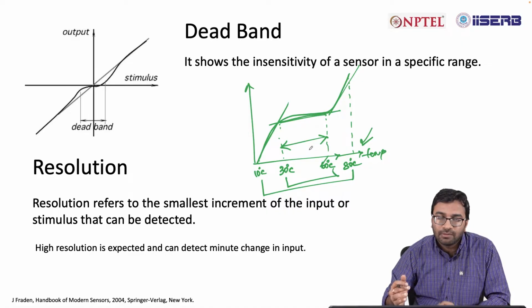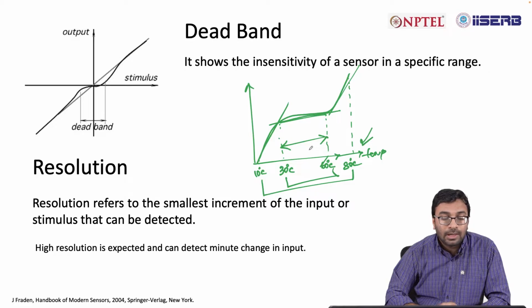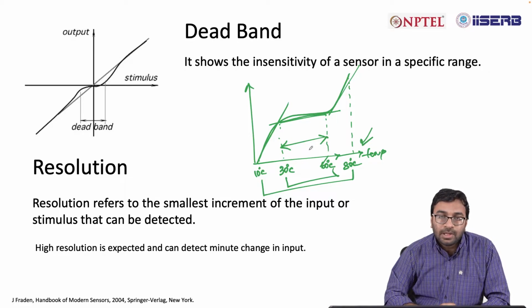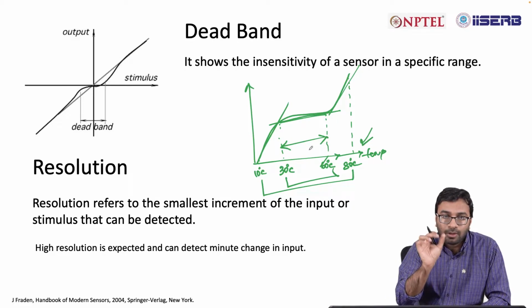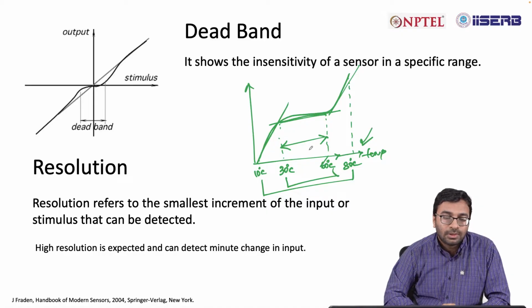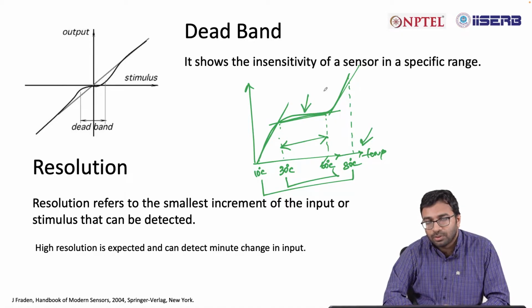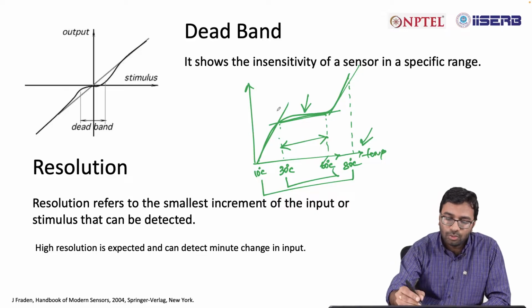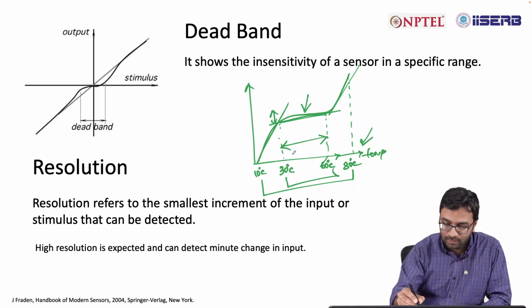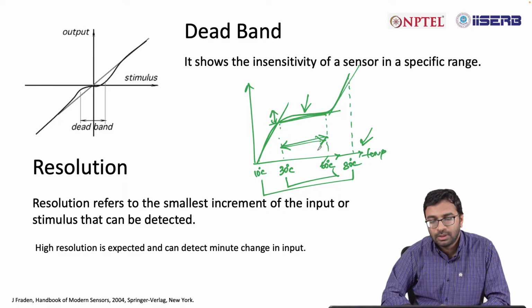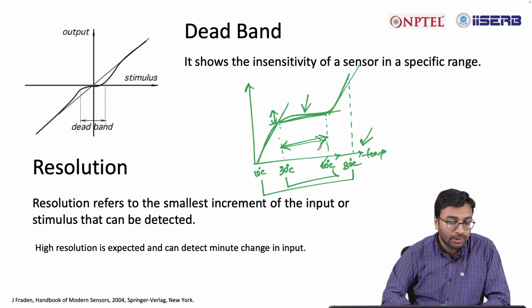So one has to figure out if there is any deadband in the entire range of that sensor or not. If there is a deadband, then you should explicitly mention that particular deadband of your sensor, because if someone uses your sensor in this range, then he or she will not get any output out of this sensor, because there is no change in output even if the input is changing. Okay, so this is what deadband is all about.